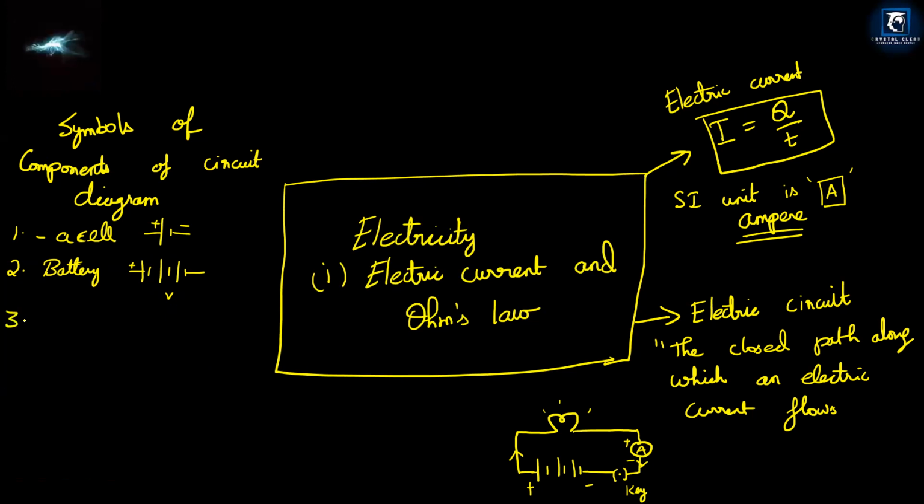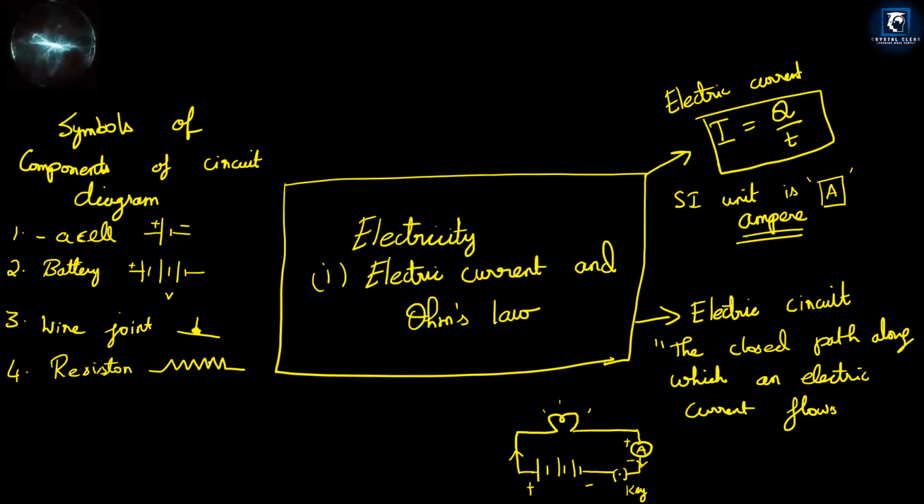Next, number 3, wire joint, a common thing. Okay, so this is a wire joint. When we are using the resistance, I mean resistor, this type will be very useful. Then next, a resistor. Just like a wavy line you'll be drawing like this for a resistor. And if it is a variable resistance, you'll put an arrow mark.